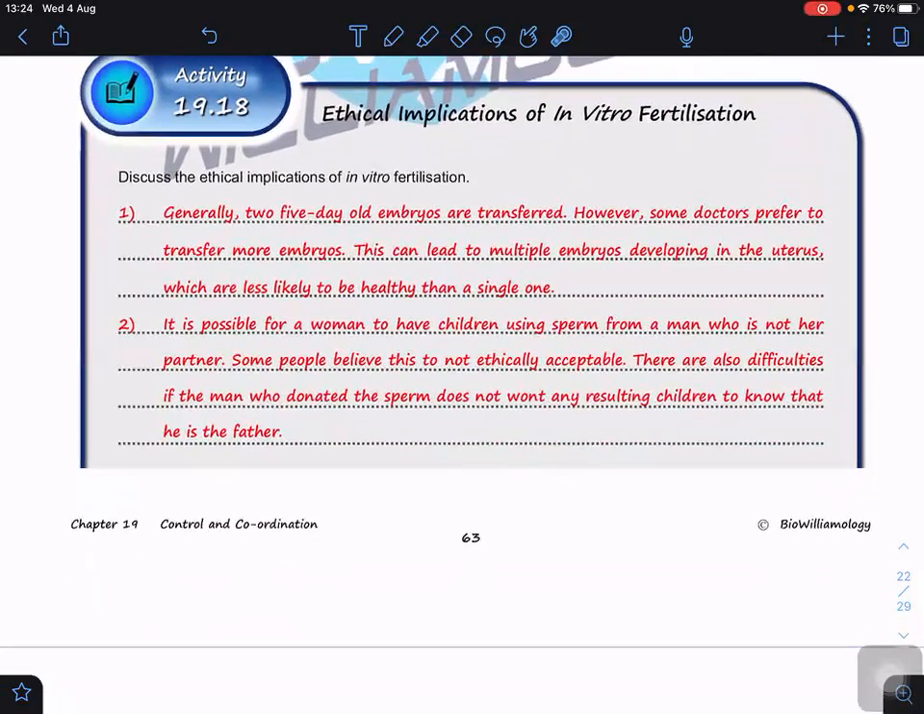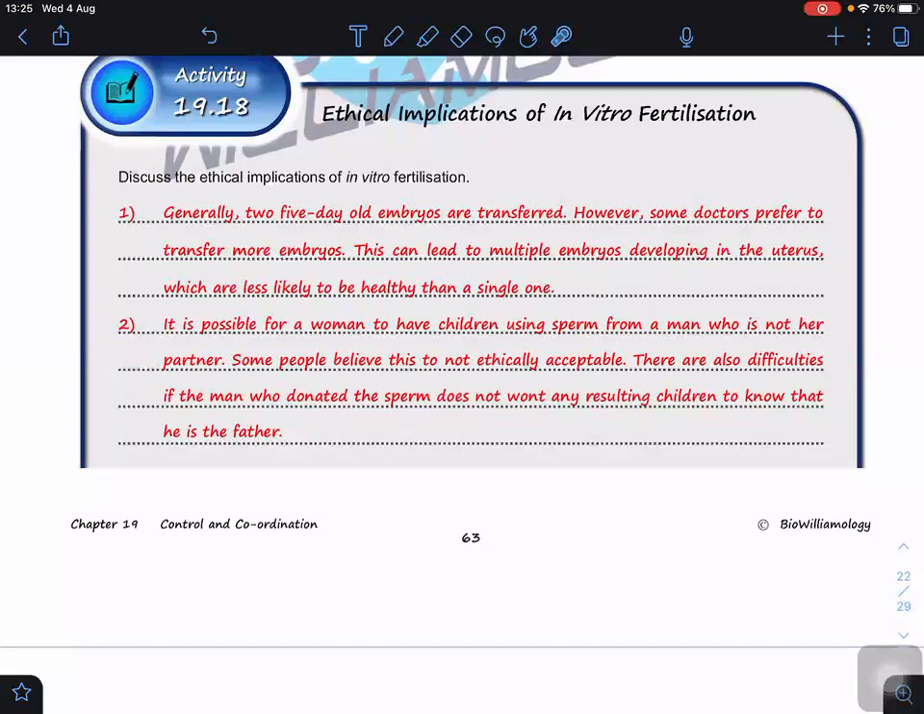Okay, is it possible for a woman to have a child using sperm from a man who is not her partner? Some people believe it's not ethically acceptable, for example, using a donor. And there's also difficulty if the man who donated the sperm does not want any resulting children to know he is the father. So there are a lot of ethical concerns here.